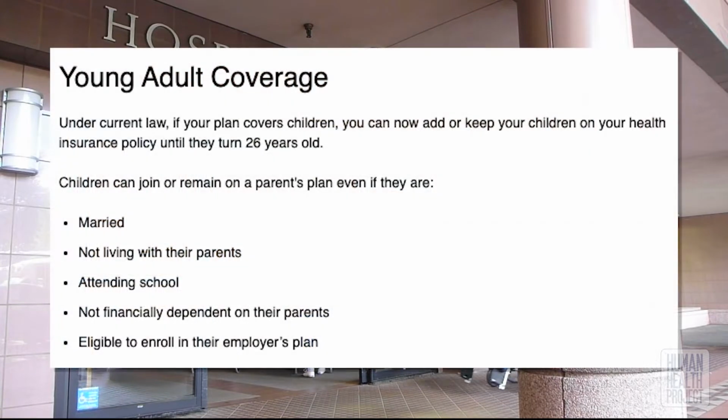If your plan covers children, you can now add or keep your children on your health insurance policy until they turn 26 years old, even if they are married, not living with their parents, attending school, not financially dependent on their parents, or eligible to enroll in their employer's plan.